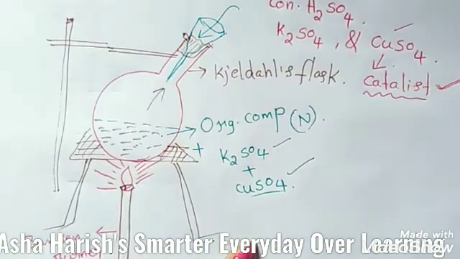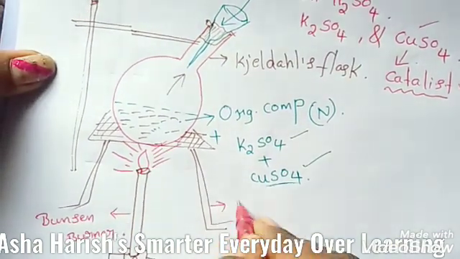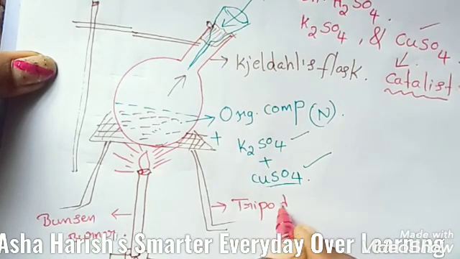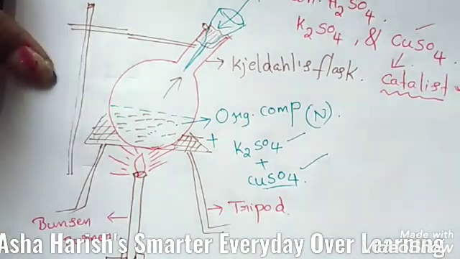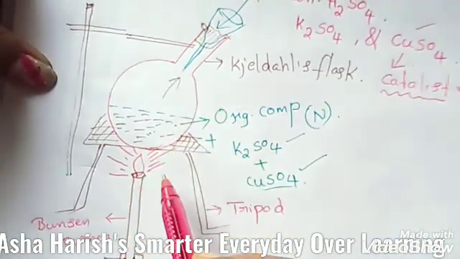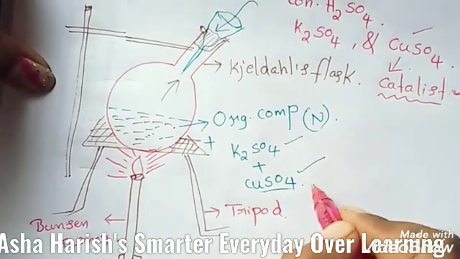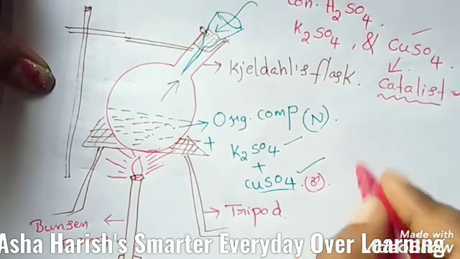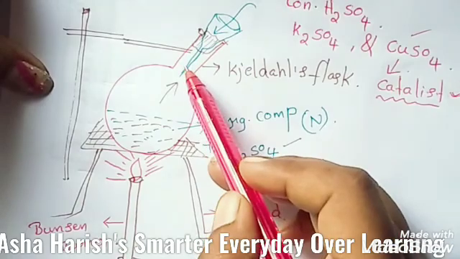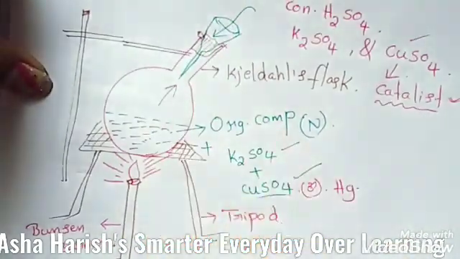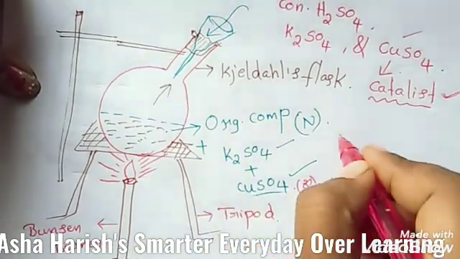You need to fix this Kjeldahl flask to a stand with the help of wire gauze and a tripod stand. You need to place the Kjeldahl flask on the flame of a Bunsen burner. Here, in the presence of potassium sulfate, K2SO4, and a little copper sulfate, or in place of copper sulfate you can take mercury also, in a long necked flask. This is the long necked flask, known as the Kjeldahl flask, as I told you. And here potassium sulfate raises the boiling point of H2SO4.